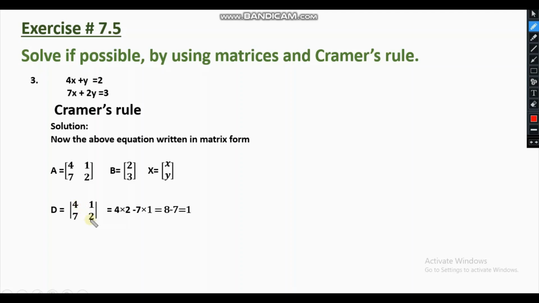The leading diagonal is multiplied and the other diagonal is multiplied. The main diagonal: 4 multiplied by 2. The minus sign comes from the formula, and the other diagonal is multiplied, 7 multiplied by 1. So 8 minus 7, and again the determinant is 1.